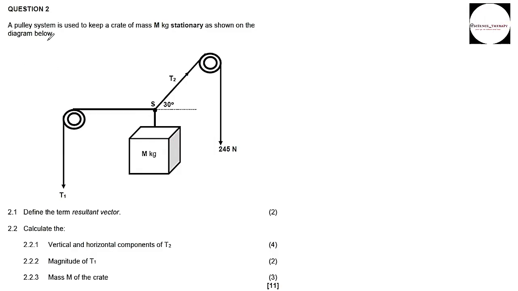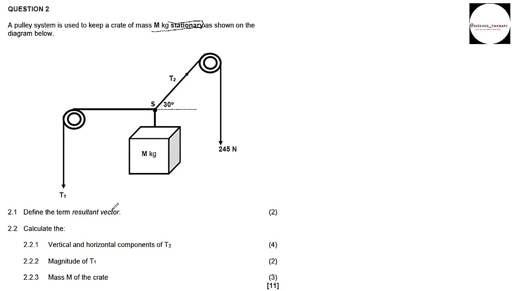Okay, so we have question 2, still on vectors in 2D. It says a pulley system is used to keep a crate of mass m kg stationary, as shown on the diagram below. Then 2.1 says define the term resultant vector.